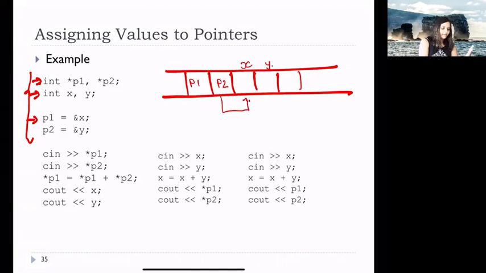Imagine that this has different address space: 100, 104, 108, 112, 116, and so on and so forth. So pointer p1 is pointing to, oops, not this. Pointer p1 is pointing to whatever is stored in the x, not this. Pointer p2 is pointing to whatever is stored in the y.